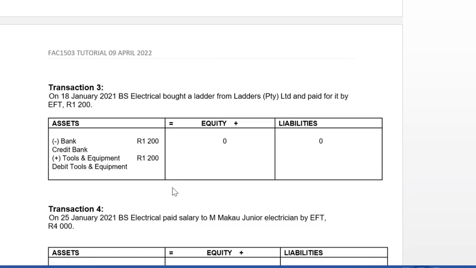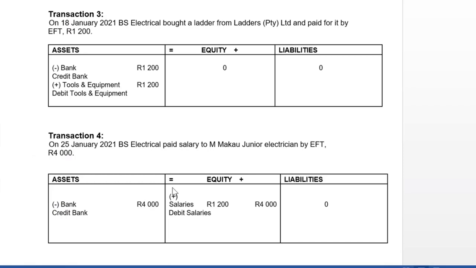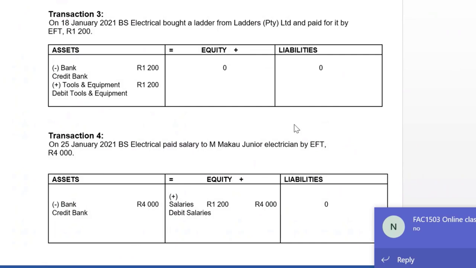Let's go to transaction number four. Transaction number four is saying, on the 25th of January 2021, BS Electrical paid salary to Mkhwanazi Jr. by EFT, 4,000. Guys, look at transaction number four in the accounting equation. And remember what I told you earlier on. Do you agree with this transaction? Look at it and tell me if you agree or not, with what has been said with the three, that it balances. Do you agree with it, guys?